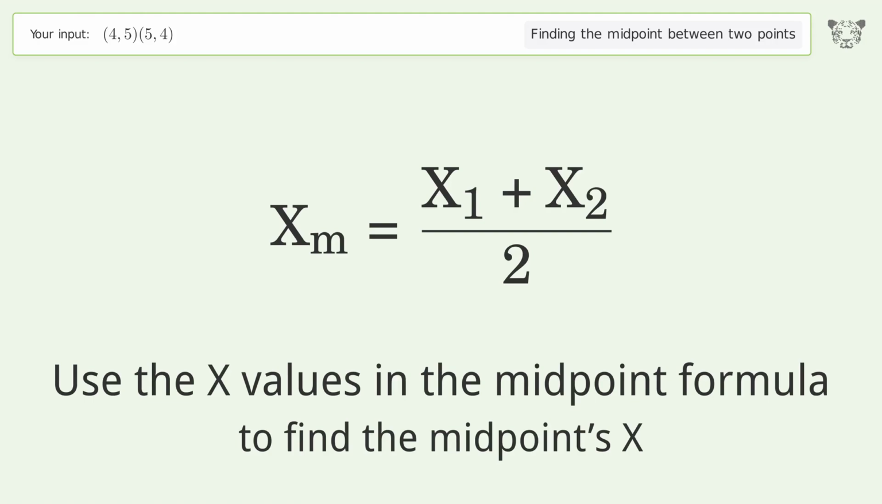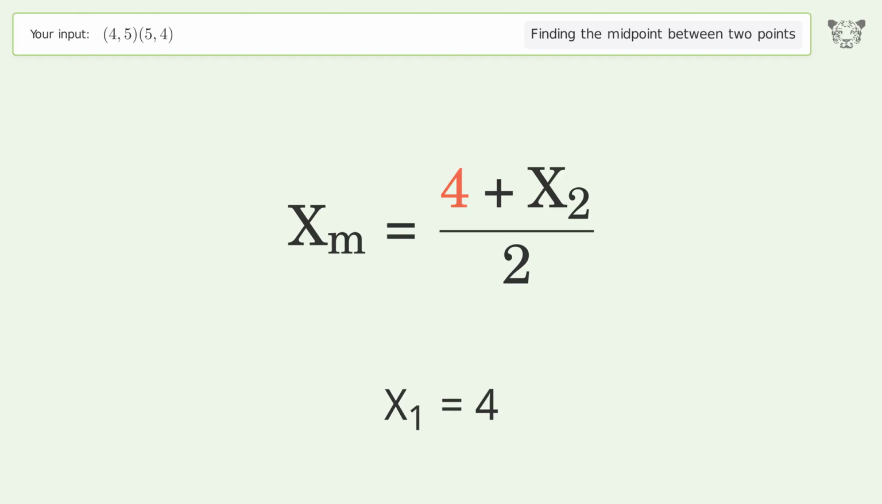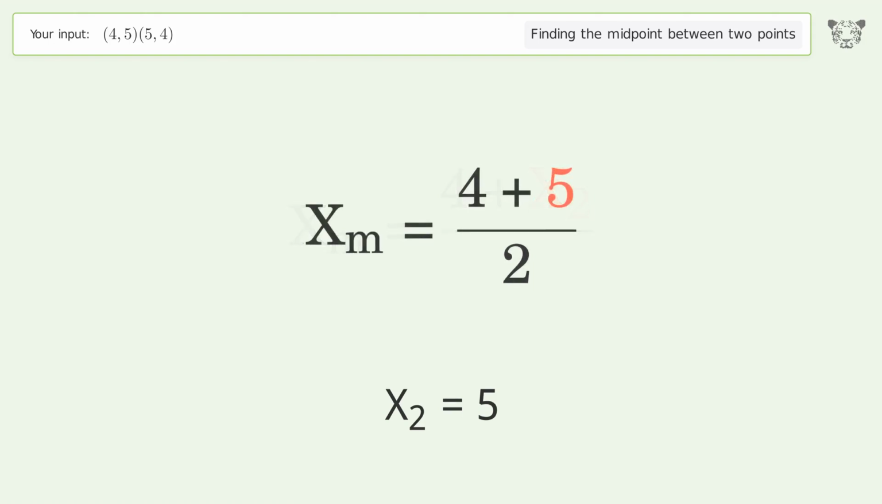Use the x values in the midpoint formula to find the midpoints x. x1 equals 4. x2 equals 5. Simplify the arithmetic.